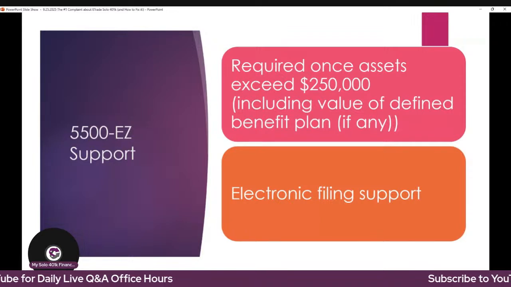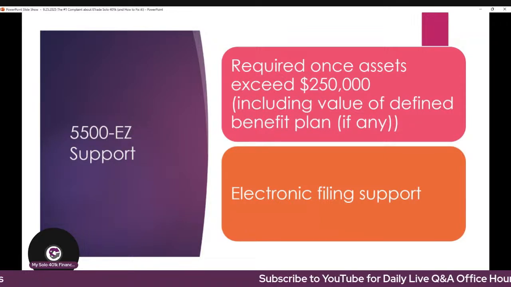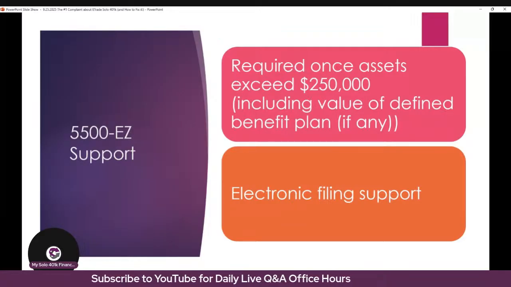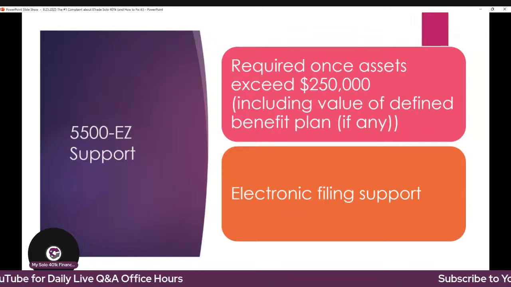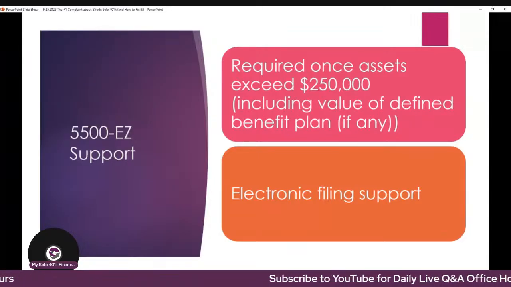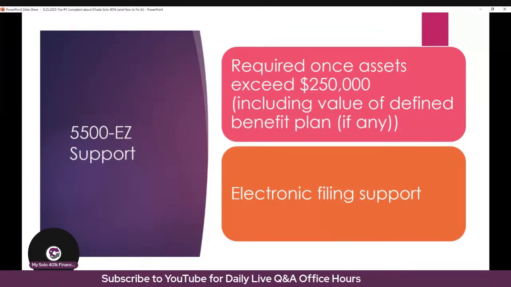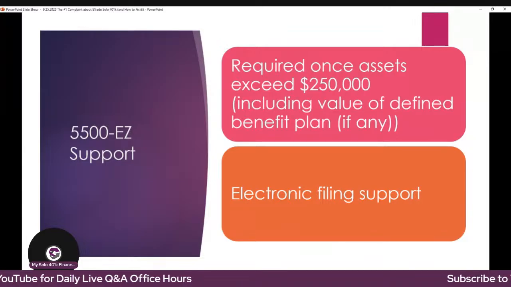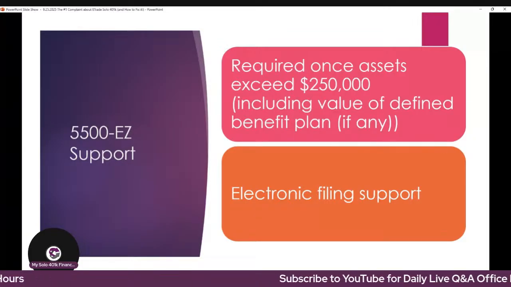In that case, the self-employed individual would typically need to find a third party to handle it for them, maybe a CPA or another provider. Now, for our plan, for our clients, we handle that as an optional free service for our customers. They just need to let us know once the value exceeds $250,000 so we can add their plan to the queue to prepare the 5500-EZ. It's also noteworthy that we prepare that 5500-EZ under the electronic filing system to make it easy for the customer.